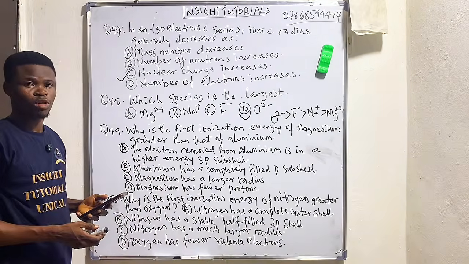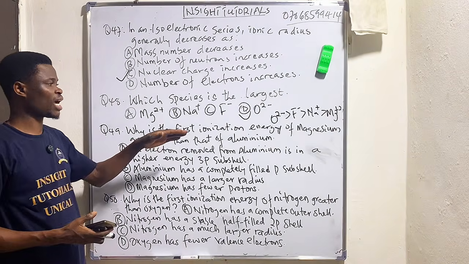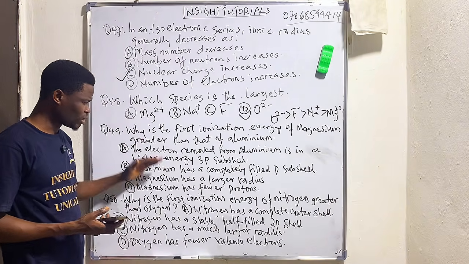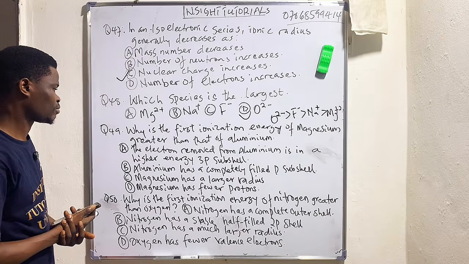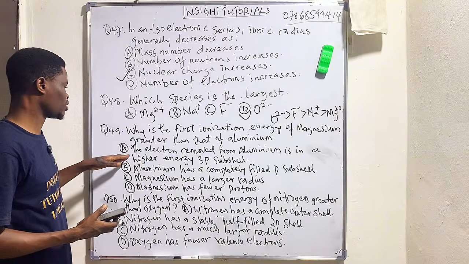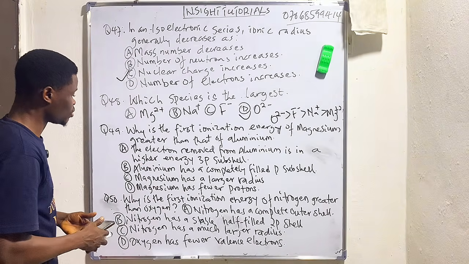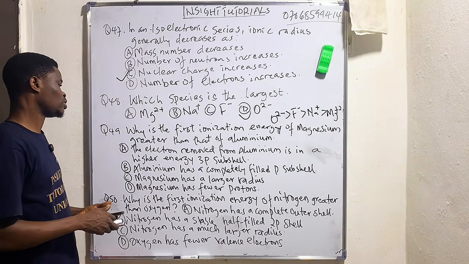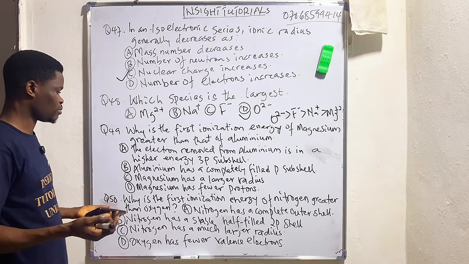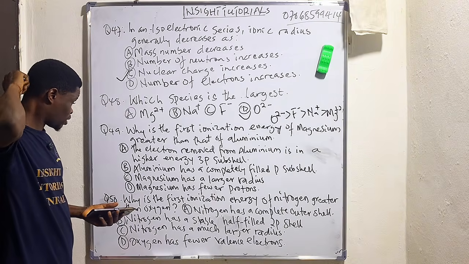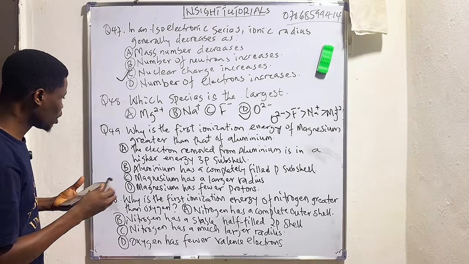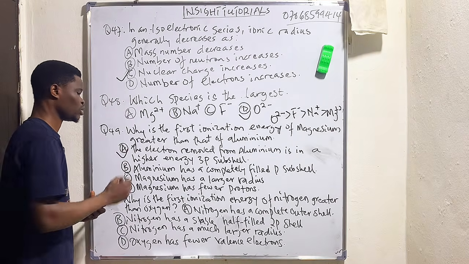I hope you remember. All right, question 49 says, why is the first ionization energy of magnesium greater than that of aluminium? These are the options that are given. Okay, let's start from A. The electron removed from aluminium is in a higher energy 3p subshell. B says aluminium has a completely filled p subshell. C says magnesium has a larger radius, and D says magnesium has fewer protons. It happens that the correct answer to this question is option A.